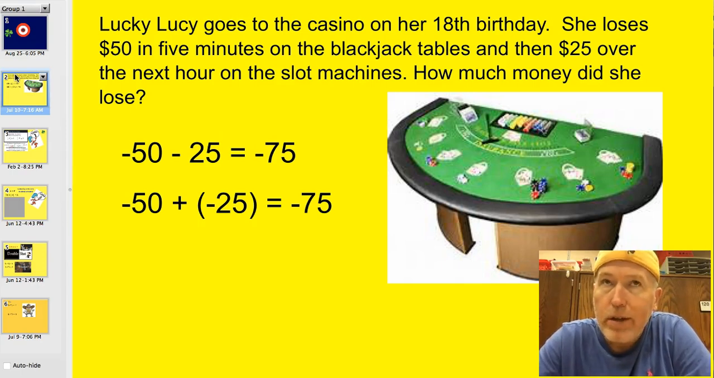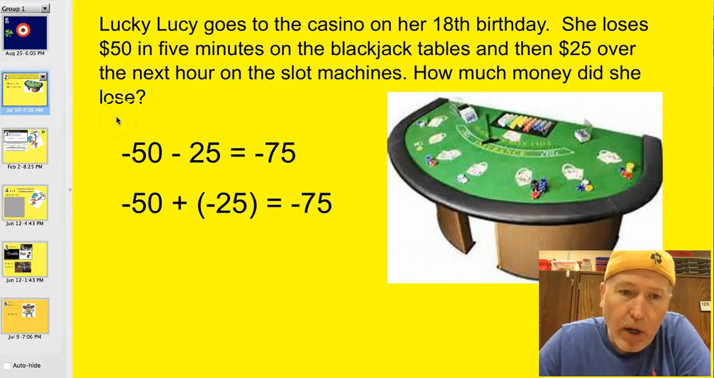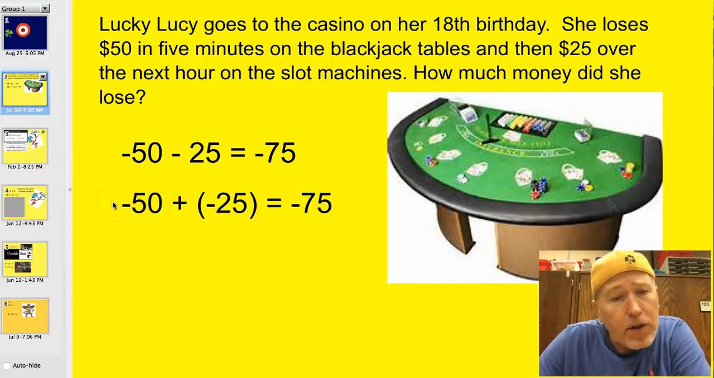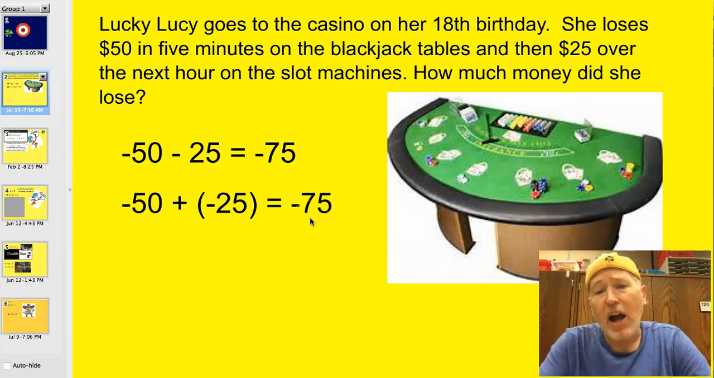It's one of those real-life examples. So we can think about it. Here's the negative $50 she lost right away. And then we were going to subtract another $25 that she lost, giving us a total of negative $75. Another way of thinking about that is, here's the first $50 that she lost, and we're going to add to that another $25 in debt or going in the hole for a total of a negative $75.